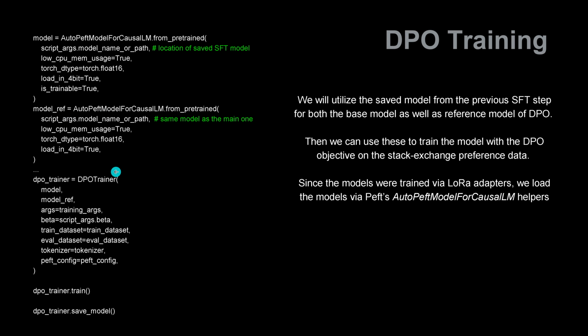Now our trainer gets as parameters, of course, the model and the model reference. Then we have a lot of hyperparameter training arguments, I don't know how many epochs and whatever you know. This is the classical stuff. We have the training data set, the evaluation data set. You define the tokenizer and the PEFT configuration. And again, you say, hey, DPO-Trainer.train, run, go. And of course, you can save the complete model. Since the models were trained with the LoRA adapters, we load the models via the AutoPEFT model for causal LM helpers by HuggingFace. Great. So these are the two core elements, and you see they are similar.